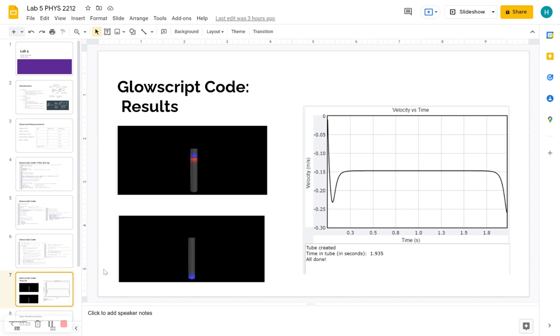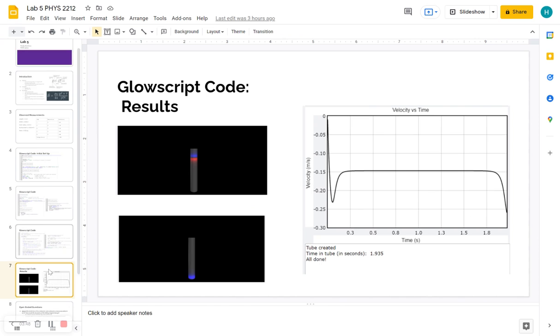So these are the results that we get when we run the code. We can see there's a simulation of the magnet falling through the tube. This is our model. And then we have the graph using the mu that we have from lab 3. Here we can see that it also shows us the time in the tube as 1.935. So very similar to the actual one that I got before in the real example in real life.